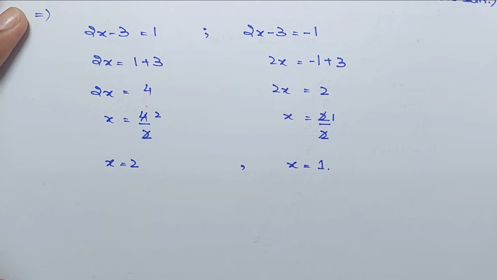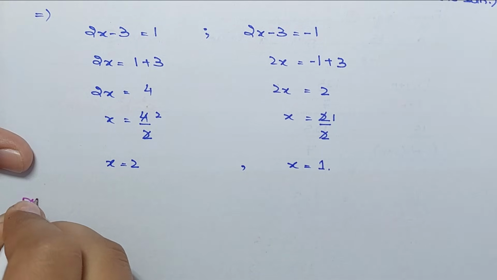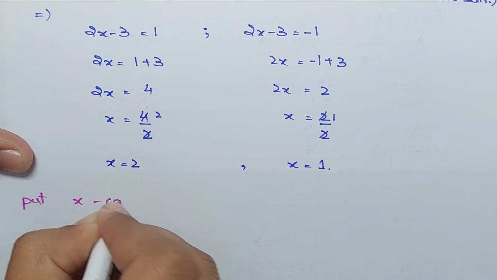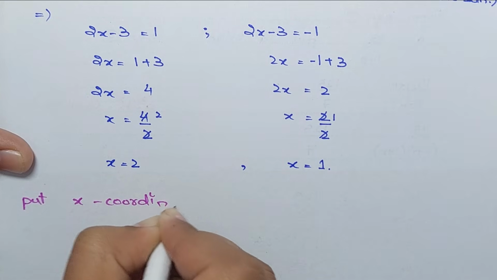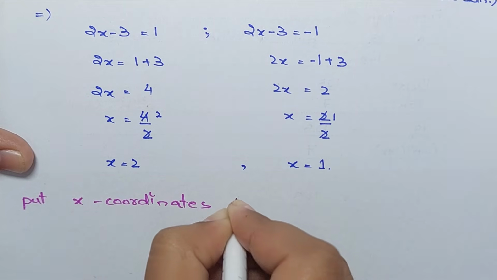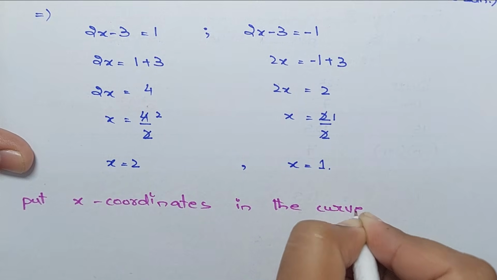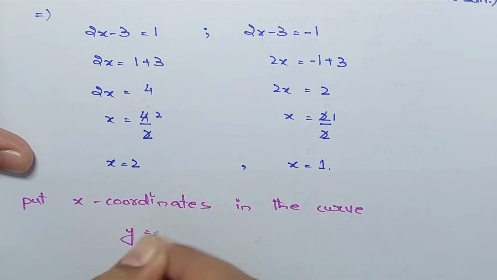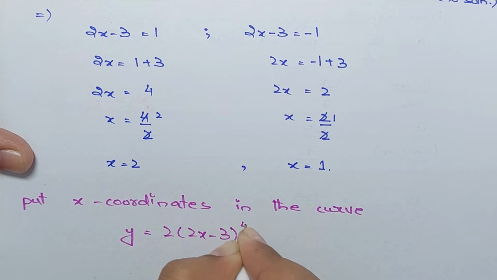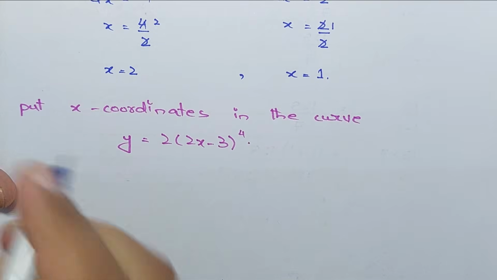So when we have the x coordinate, just substitute the x coordinate into your first curve or second curve to get the y coordinate, right? So put x coordinates in the curve y is equals to 2 into 2x minus 3 to the power 4. I am putting into second curve. You can also put into the first curve, right?